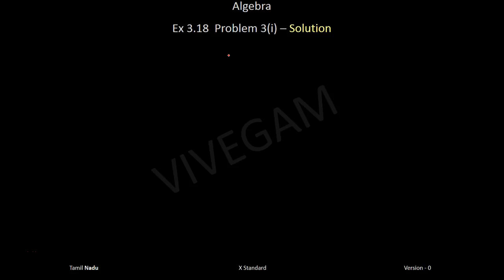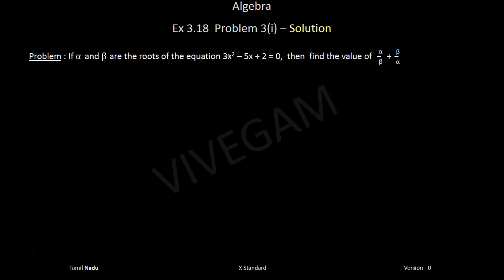Exercise 3.18, problem 3, division 1, solution. If alpha and beta are the roots of the equation 3x square minus 5x plus 2 equal to 0, then find the value of alpha by beta plus beta by alpha. It's an interesting problem, and you will have a lot of problems in this direction, but anyway the approach will be the same.